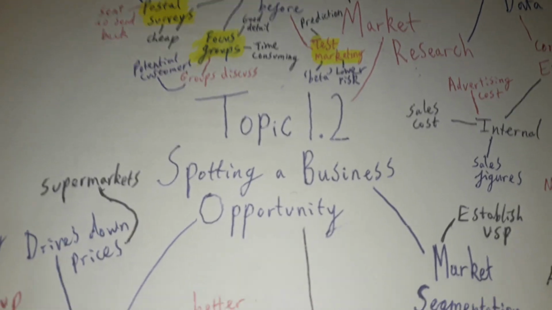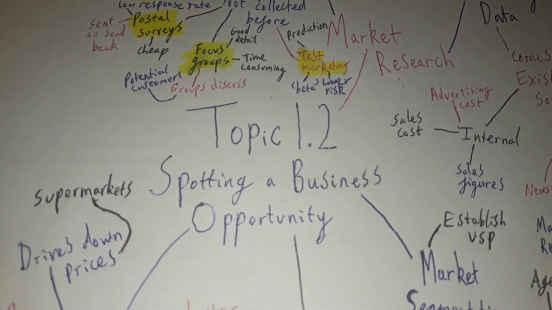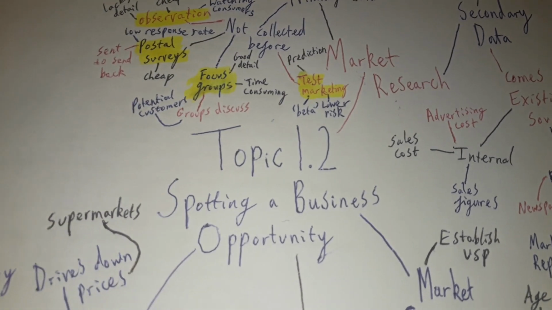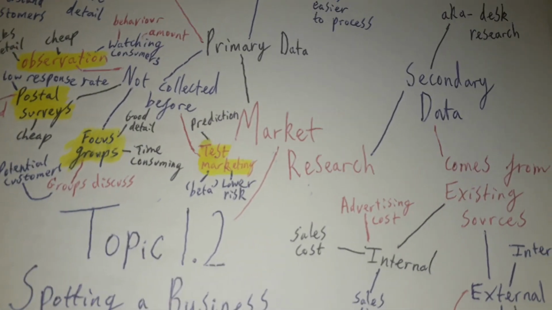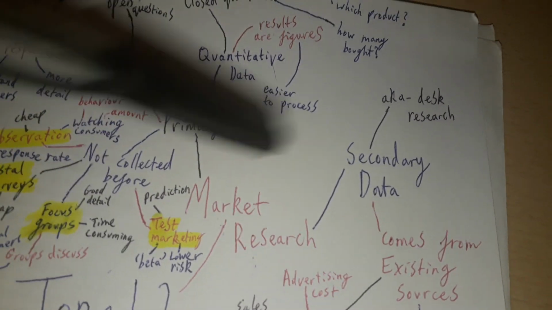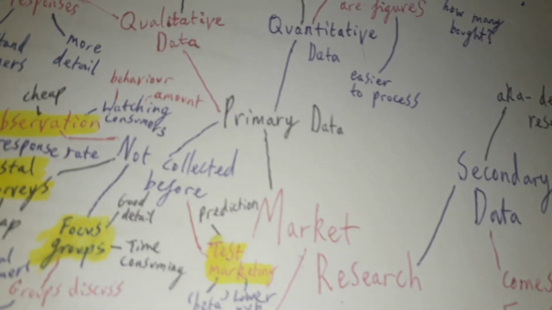So let's begin. Today we're doing some more business, topic 1.2, which is on spotting a business opportunity. Let's begin with market research. There are two ways to find market research: primary data or secondary data. Let's start with primary.